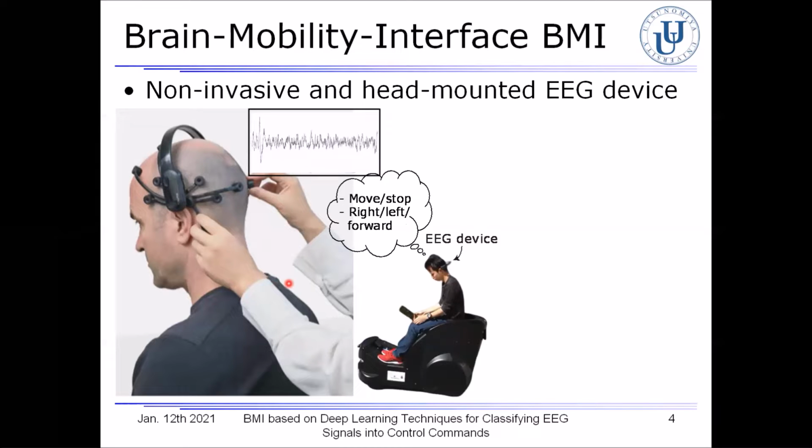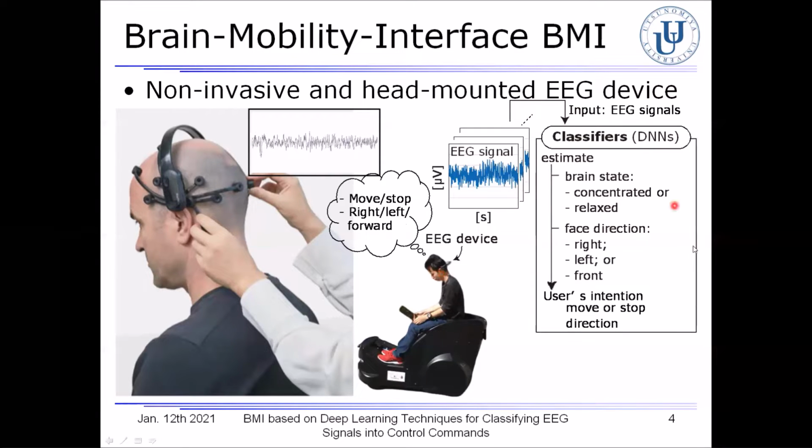Since the brain state and face direction indicate the user's intentions to move or stop the PMR in any of the right, left, and forward directions, the user's intention is simultaneously estimated. For example, move or stop in the direction. Depending on the estimated intentions, the EEG signals are finally classified into the control commands as the output. For this purpose, two control command classifiers based on deep neural networks, DNNs, are applied to the BMI.